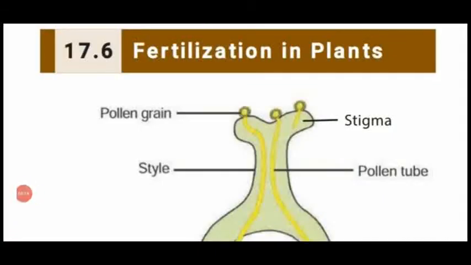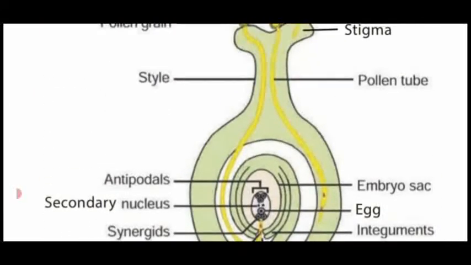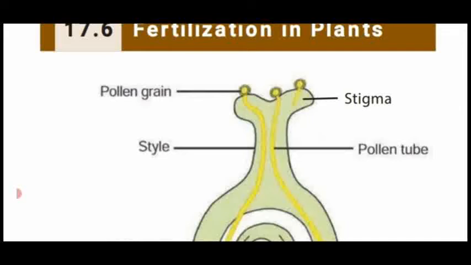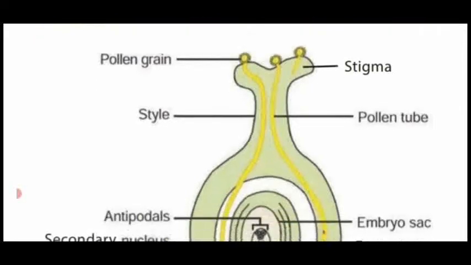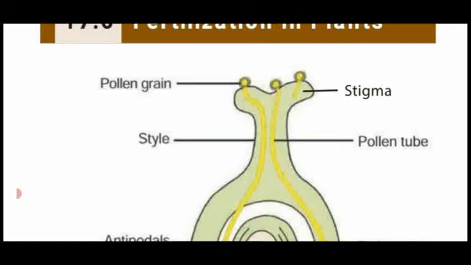Dear students, the next topic is fertilization in plants. This is the structure of the ovary, style and stigma, that is the gynoecium. At the basal portion is the ovary. Then the tubular structure is known as the style, and at the tip is the stigma. The pollen grains, which are carried away by wind, water, animals or insects, land on the stigma region.